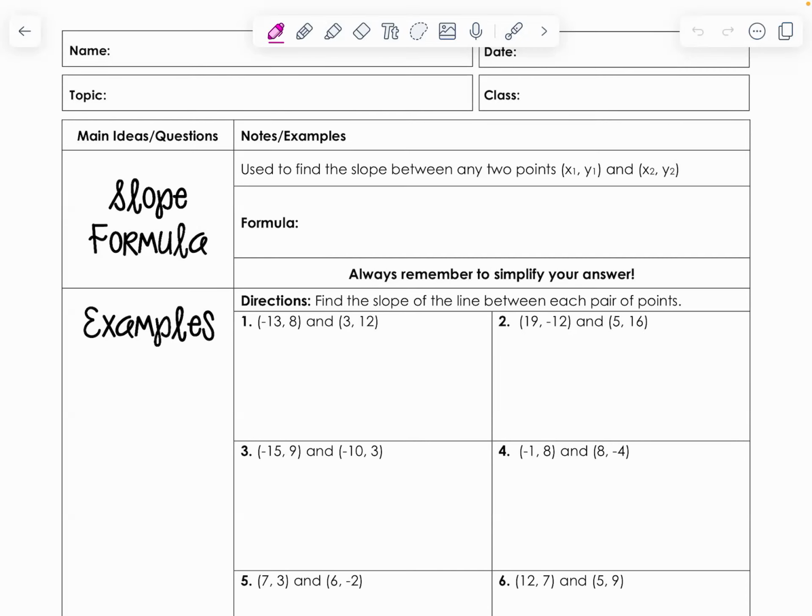That's good. Okay. All right. So this is what I want you to do. On page 8, I want you to circle the word slope.